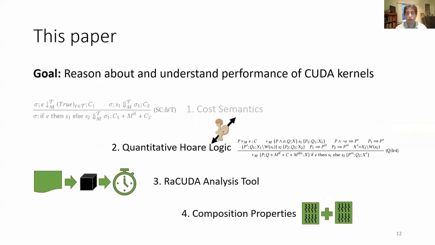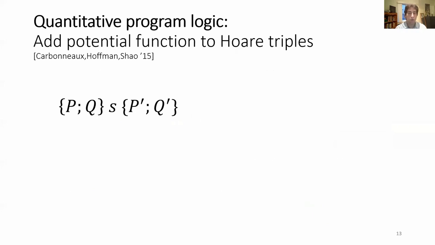Now I'll talk about the program logic we use for reasoning about cost, which is based on a quantitative program logic for C-like languages. Normally, the pre and post conditions of Hoare triples capture just the logical conditions before and after execution of the statement. We now extend them to also include a potential function, which is a function from a state to a non-negative rational number. This works very much like the physicist method of amortized analysis.